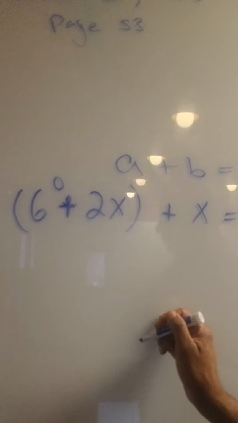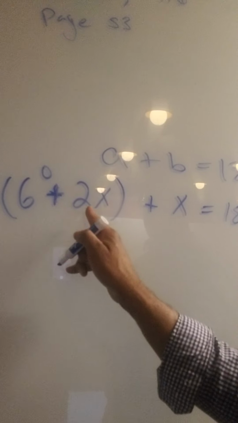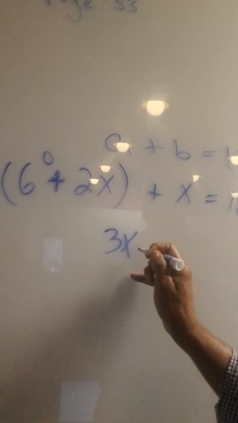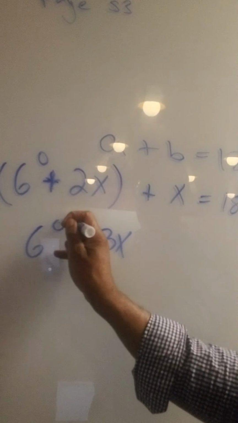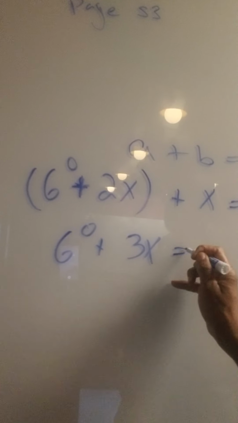So what do we do here? Well, we combine like terms first. 2x plus x is 3x. We still have 6 degrees over here. So 6 degrees plus 3x now equals 180.